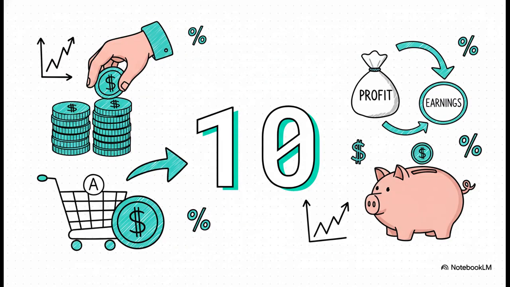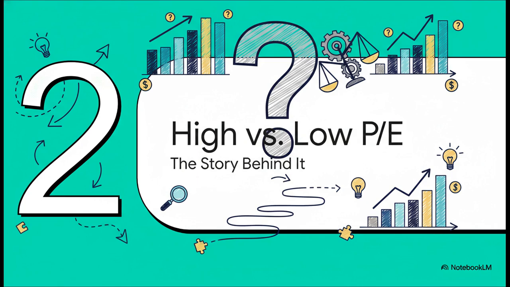So this is the crucial part. What does a PE of 10 actually mean? Well, for Shop A, it means you're paying $10 for every single dollar of its annual profit. You can also think of it like this. You're paying a price that is 10 times what it earns in a year. So does that mean Shop A is the better deal? Is a lower PE always better? Well, not so fast. You see, the number itself is just the beginning of the story. It's definitely not the end.